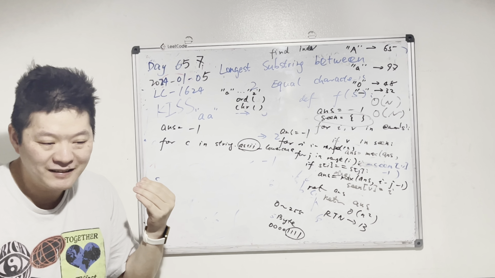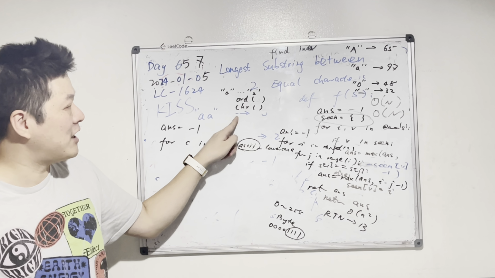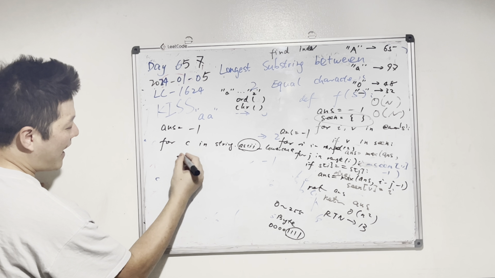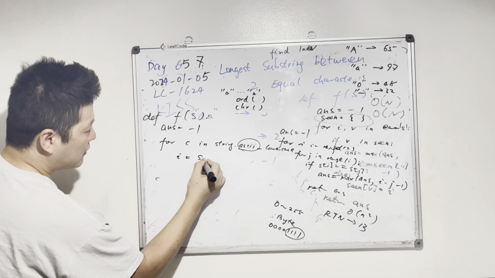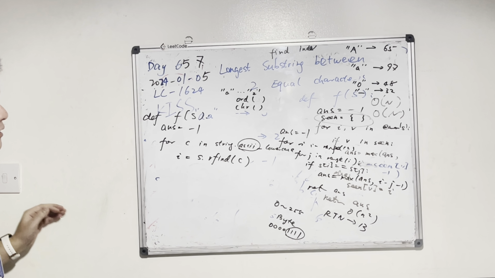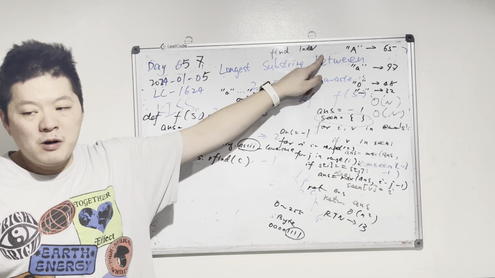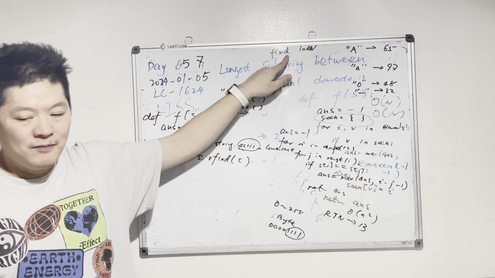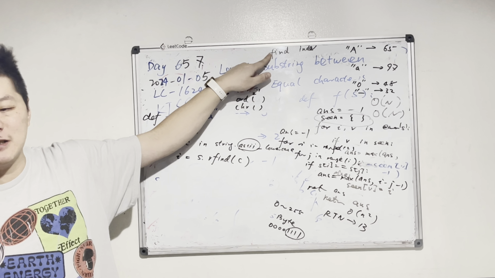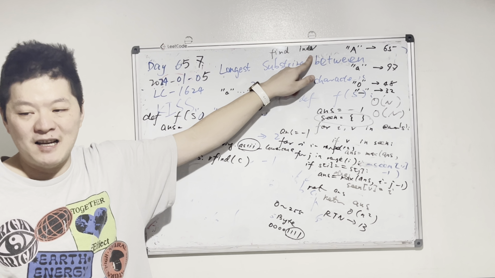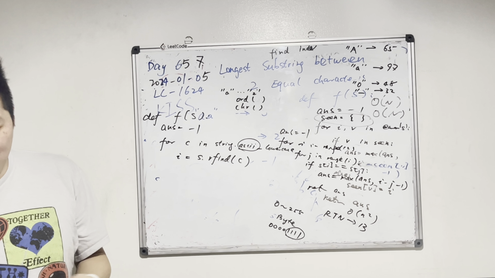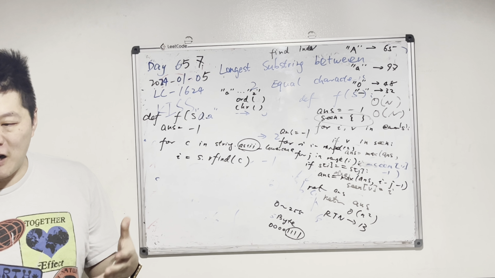So ord('a') gives 97, and chr(97) gives 'a'. Let's find the rightmost, which is i equals s.rfind(c). So we talk about finding the index. When we want to find a character in a string, if the character we are looking for is not in the string, then find returns -1. The index method throws an exception, okay? An exception is just like an error. It's a more aggressive way of reporting the error.